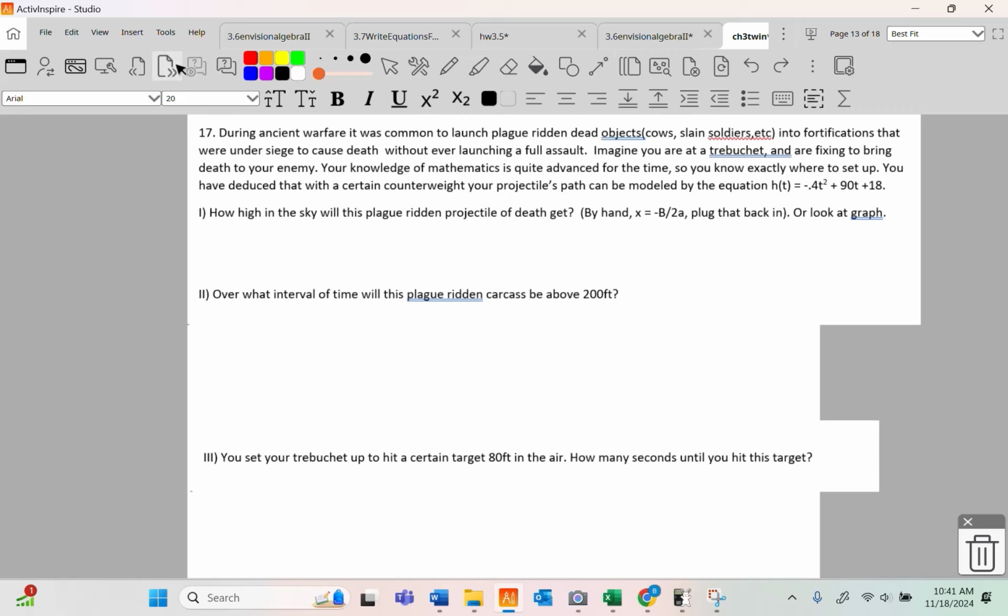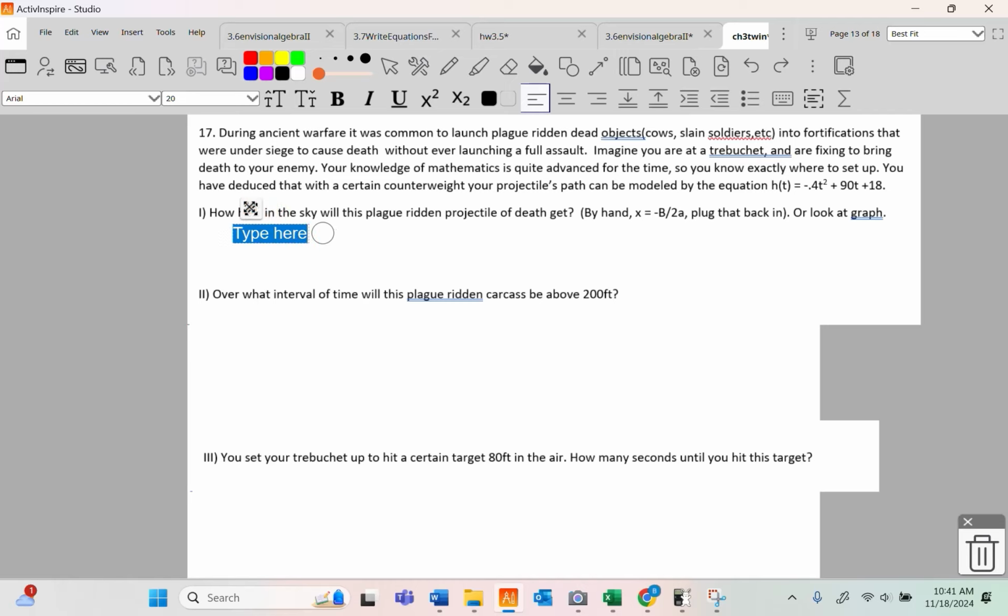Number 17, which has nothing to do with the current unit. It's about ancient warfare. We launched plague-ridden dead objects into fortifications that were under siege to cause death without ever launching a full assault, caused fear. Imagine you're a trebuchet and fixing to bring death to your enemy. Your knowledge of mathematics is quite advanced for the time, so you know exactly where to set up. You have deduced that with a certain counterweight, your projectile's path can be modeled by the equation height as a function of time is -4t squared plus 90t plus 18. How high in the sky will this plague-ridden object of death get?